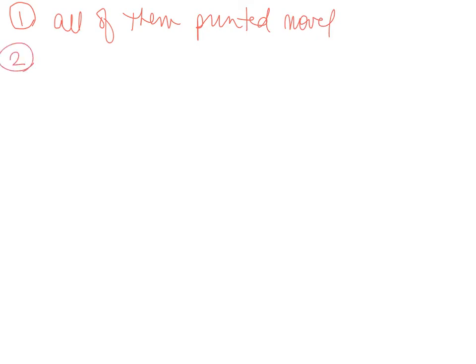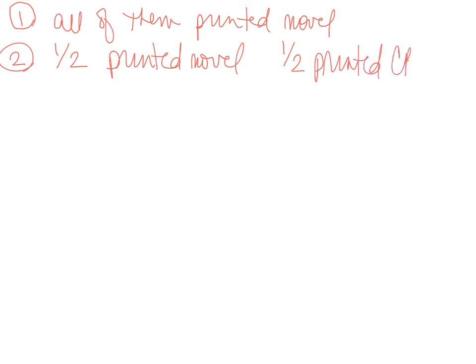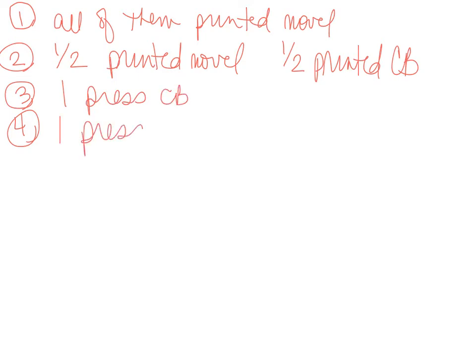On day 2, how many of the printing presses are used to print the novel on the second day? So half of the presses printed the novel, and half of the presses printed the cookbook. On the third and fourth days, how many printing presses are used to print the cookbooks? On the third day and the fourth day, we had 1 press on the cookbook and 1 press on the cookbook, which is sort of silly, isn't it?